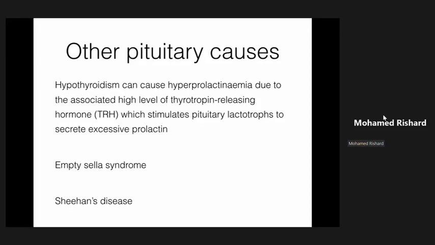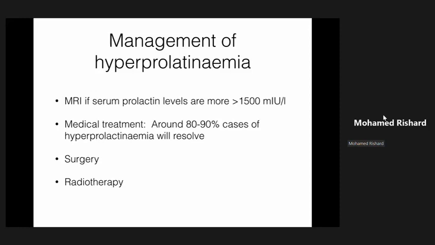Sheehan's disease occurs after delivery. If they deliver, severe postpartum hemorrhage can affect the pituitary, leading to all the hormone systems going off. That is called Sheehan's disease. Okay, that is not a cause of primary amenorrhea. That is a cause of secondary amenorrhea. Okay, so prolactinomas are managed medically, surgically, and with radiotherapy.